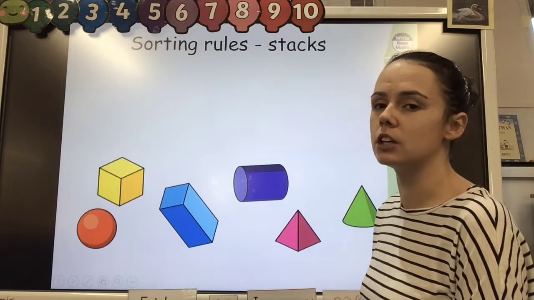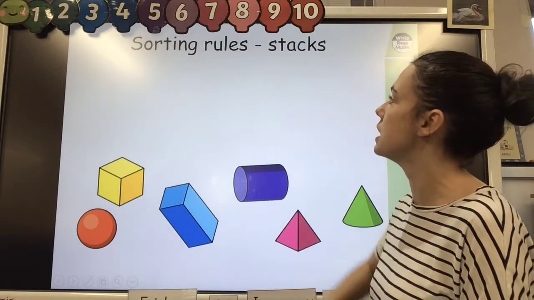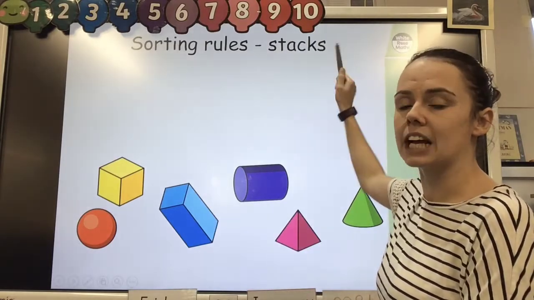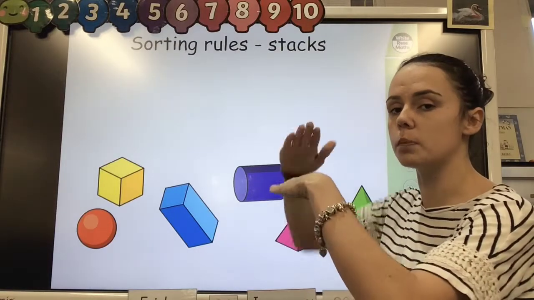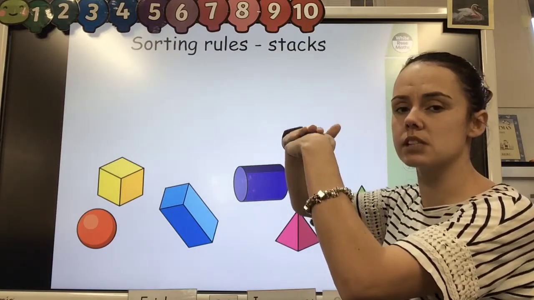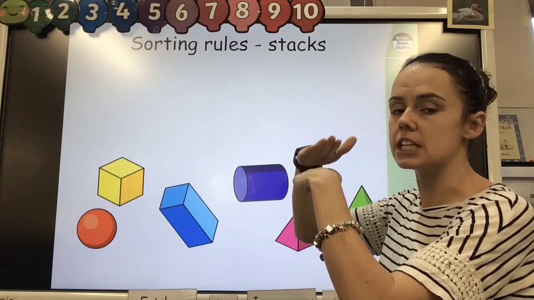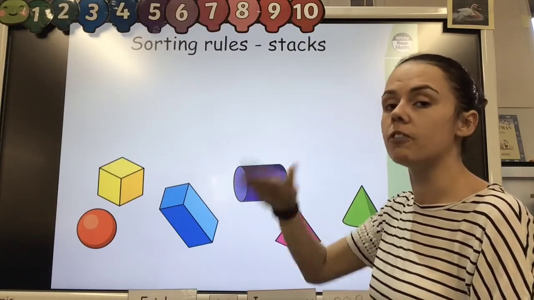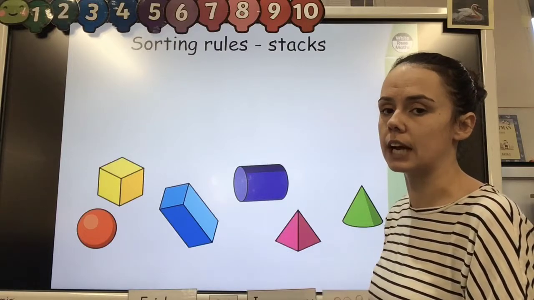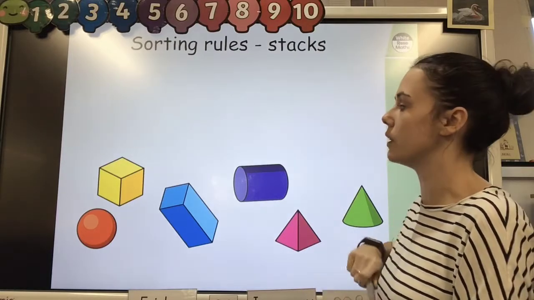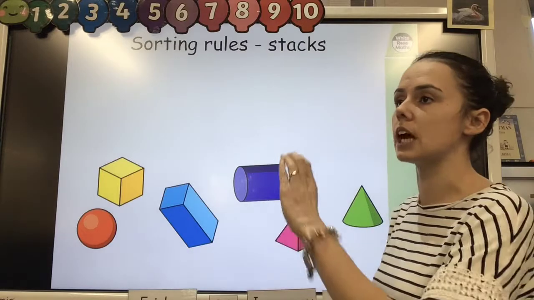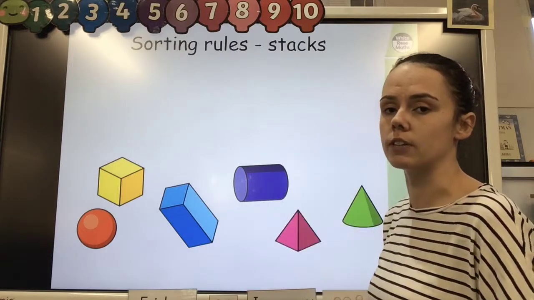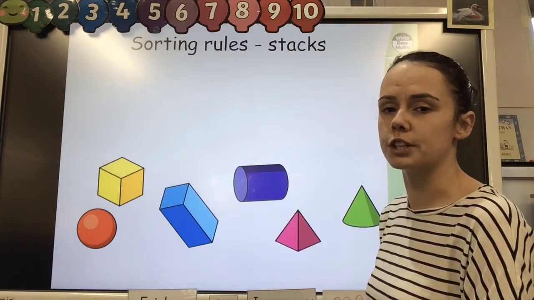Okay, now we're going to look at sorting our shapes into things that stack. Now when you stack, it's something that goes on top of each other and it has to be able to stay there for at least 3 seconds. So 1, 2, 3. If it falls off, it doesn't stack. So let's start with our cubes. Could we stack cubes on top of each other? What do you think?